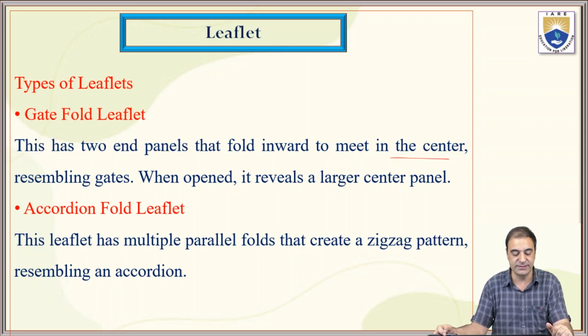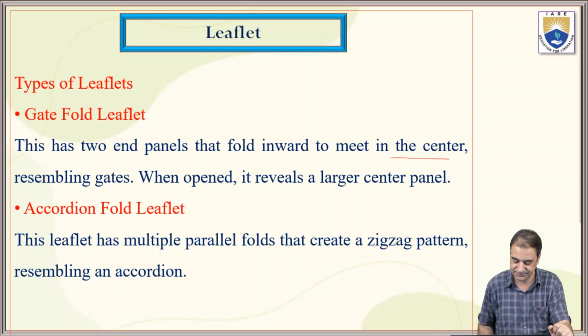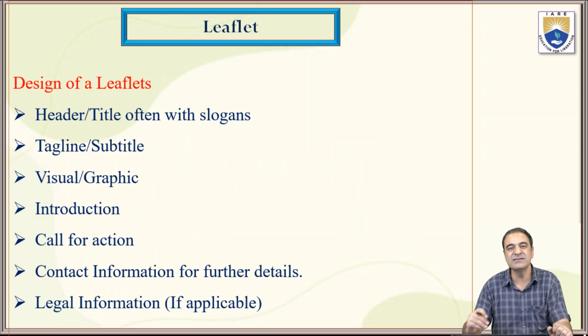And the next one is the accordion fold leaflet. This leaflet has multiple parallel folds that create zigzag patterns, resembling an accordion. Now again here we have another one that carries different folds. That's why we also sometimes call it the zigzag leaflet, because it carries different zigzag patterns. These were some common types of leaflets.